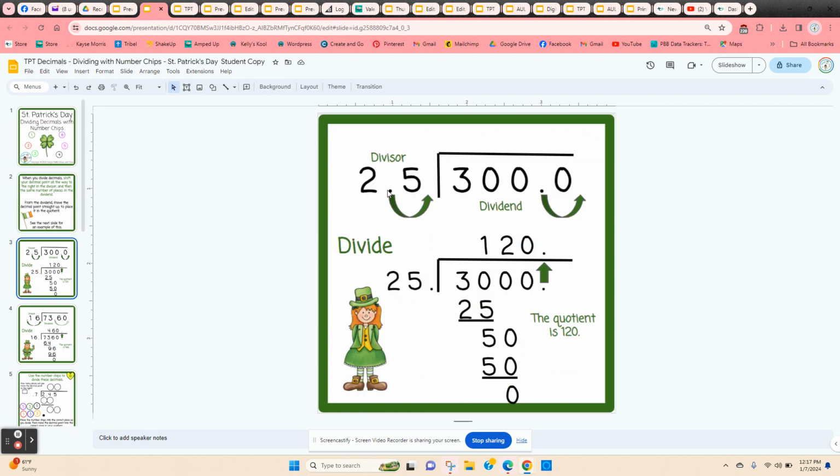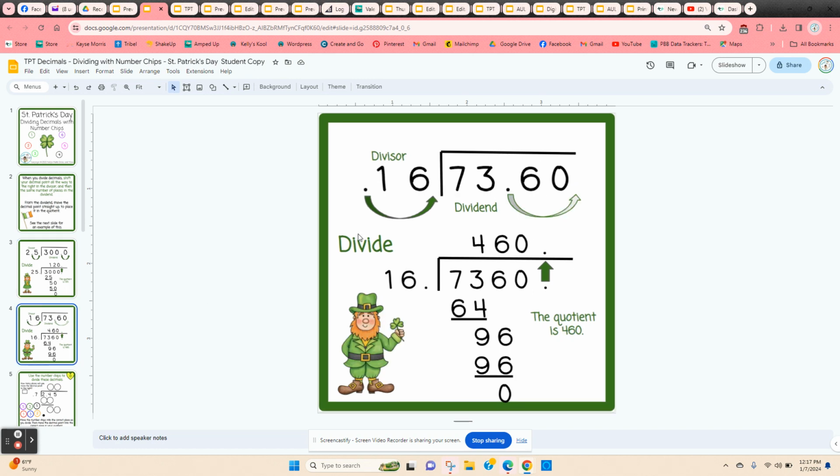So we want this decimal point in the divisor to be all the way to the right. So only moving it one place in this division. So one place to the right here, and you would have to add a 0. The next example shows moving the decimal point 2 places to the right. So you're moving it all the way to the right and 2 places to the right also here in the dividend.